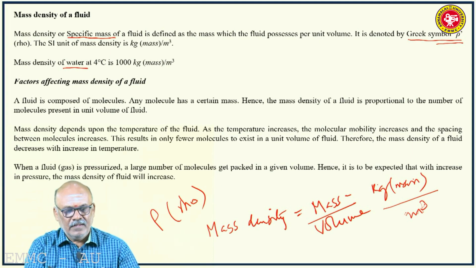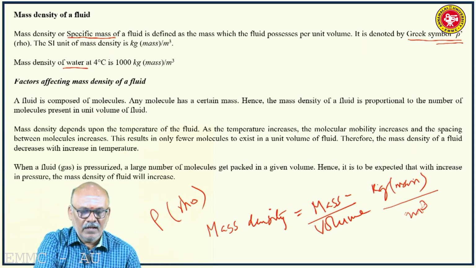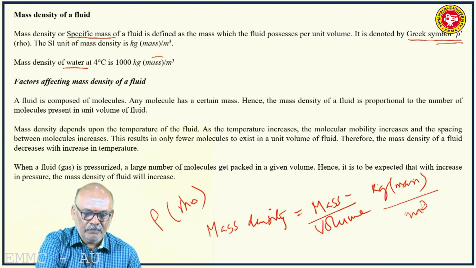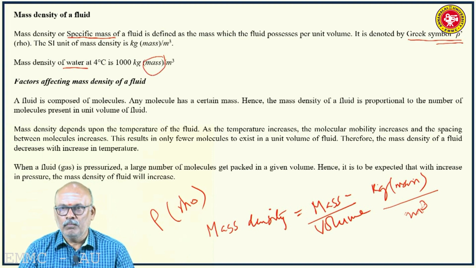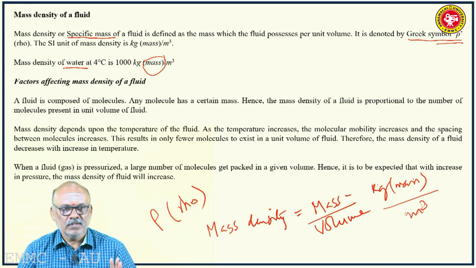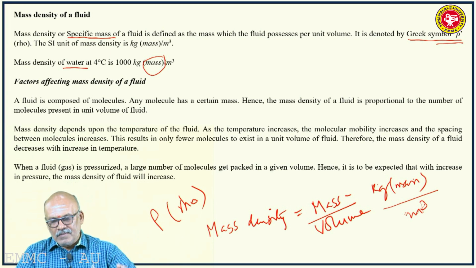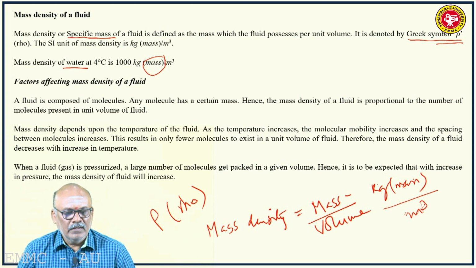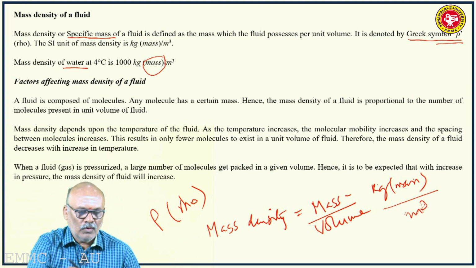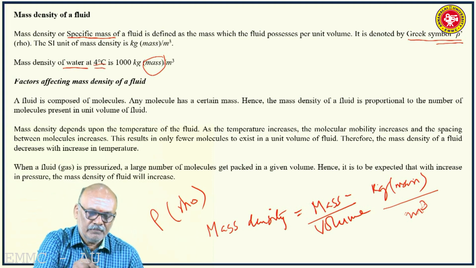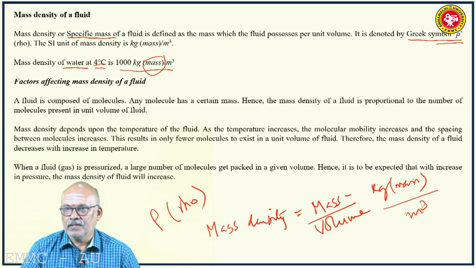When I say the mass density, I need not always specify mass every time. So when I say kilogram per meter cube and it is density 1000, mass density means the kilogram refers to the mass unit and not the force unit. So mass density of water at 4 degrees Celsius, that is the standard temperature, is 1000 kilogram mass per meter cube.